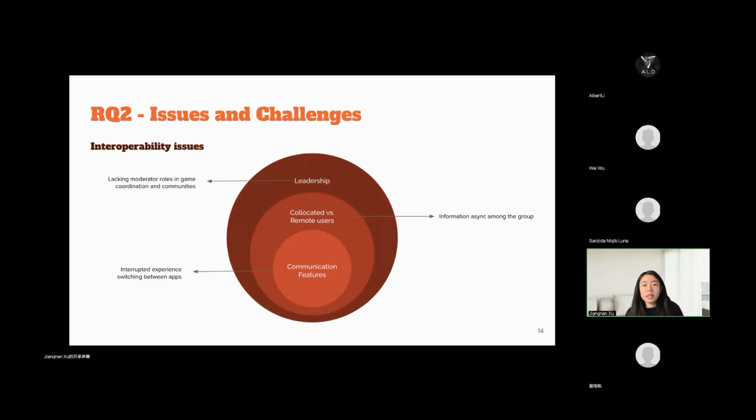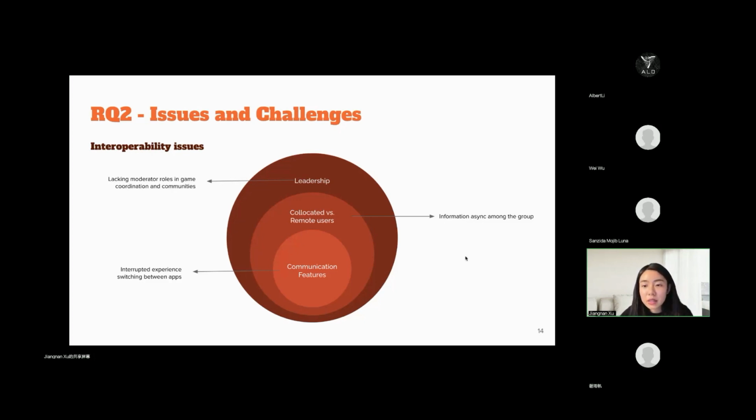And most importantly, it's the leadership role. There's no leadership role in the game. Everyone is playing as a teammate. However, when the community becomes much bigger and people are from different cultural backgrounds, we need some moderator roles in the game and also in the community to maintain harmony, to avoid any conflicts, and avoid any cyberbullying happening in the community.